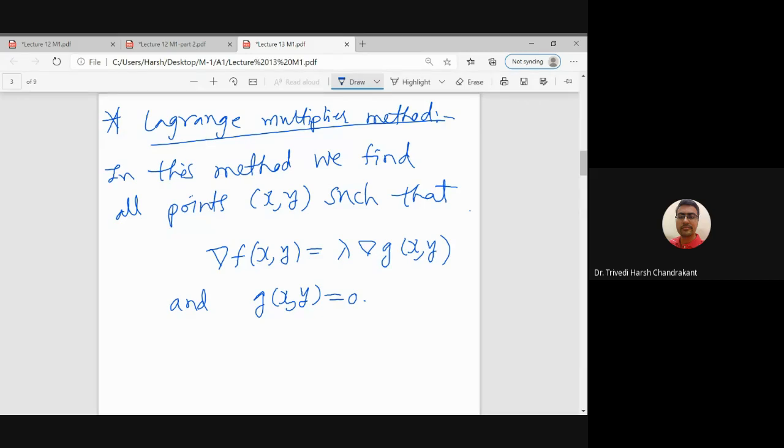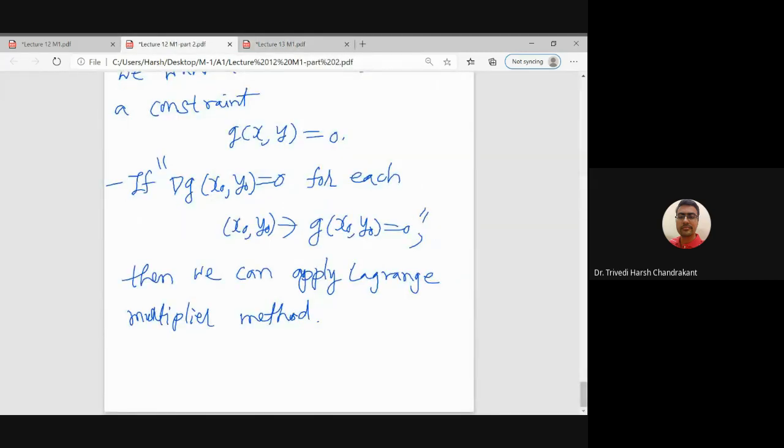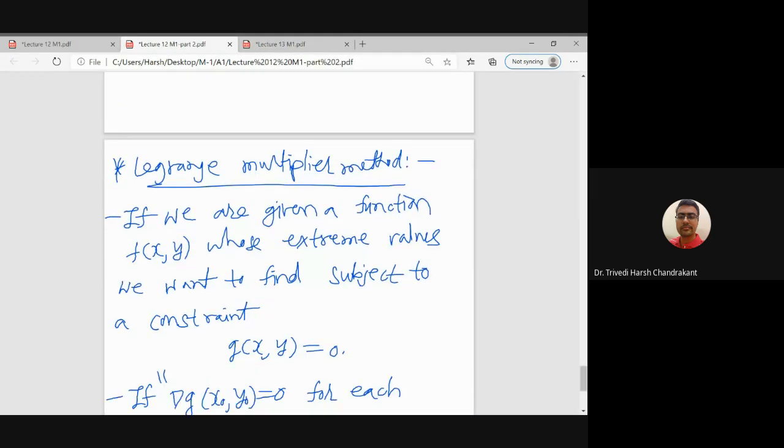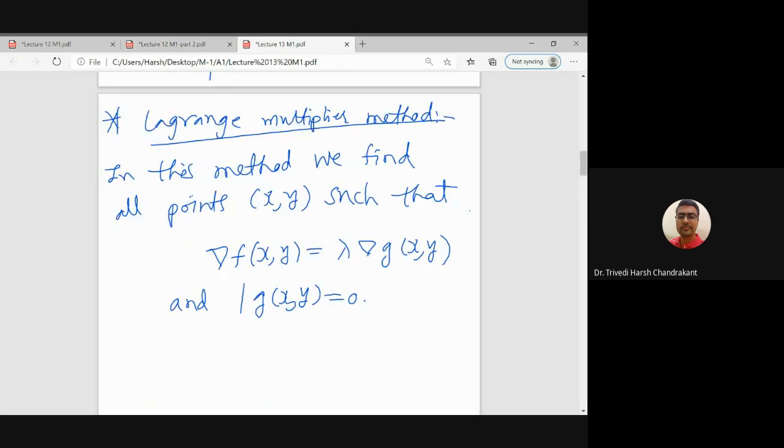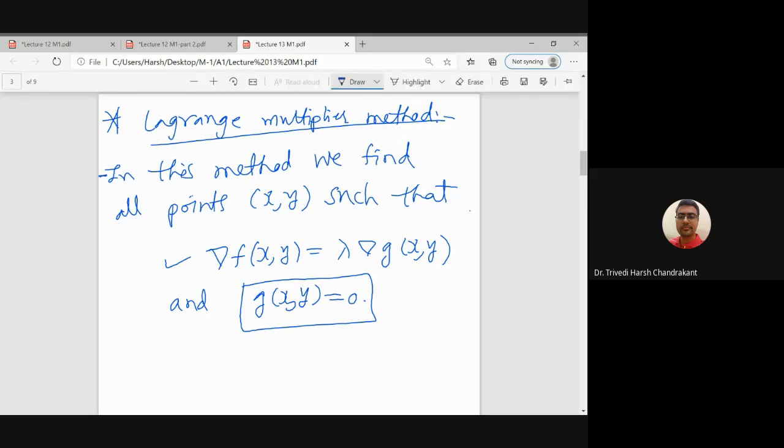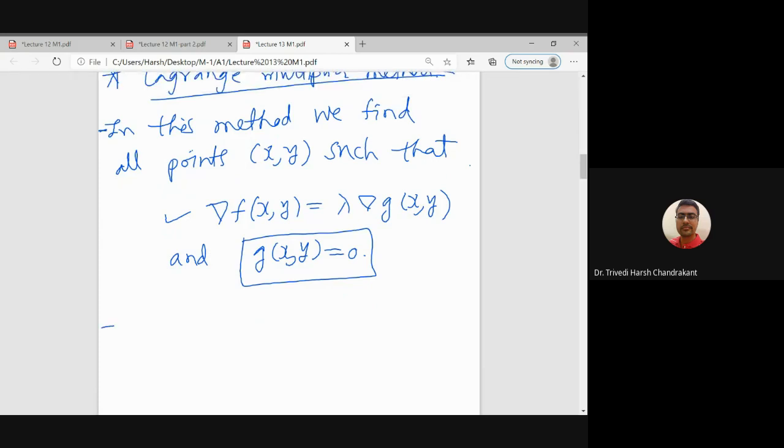So this is already given. We are finding the maximum value of f subject to this equation. So that is already given, so that we'll use here. And another equation we'll use is gradient f is lambda times gradient g. This lambda is unknown, so that we need to find. Sometimes it is helpful to find the value of xy.